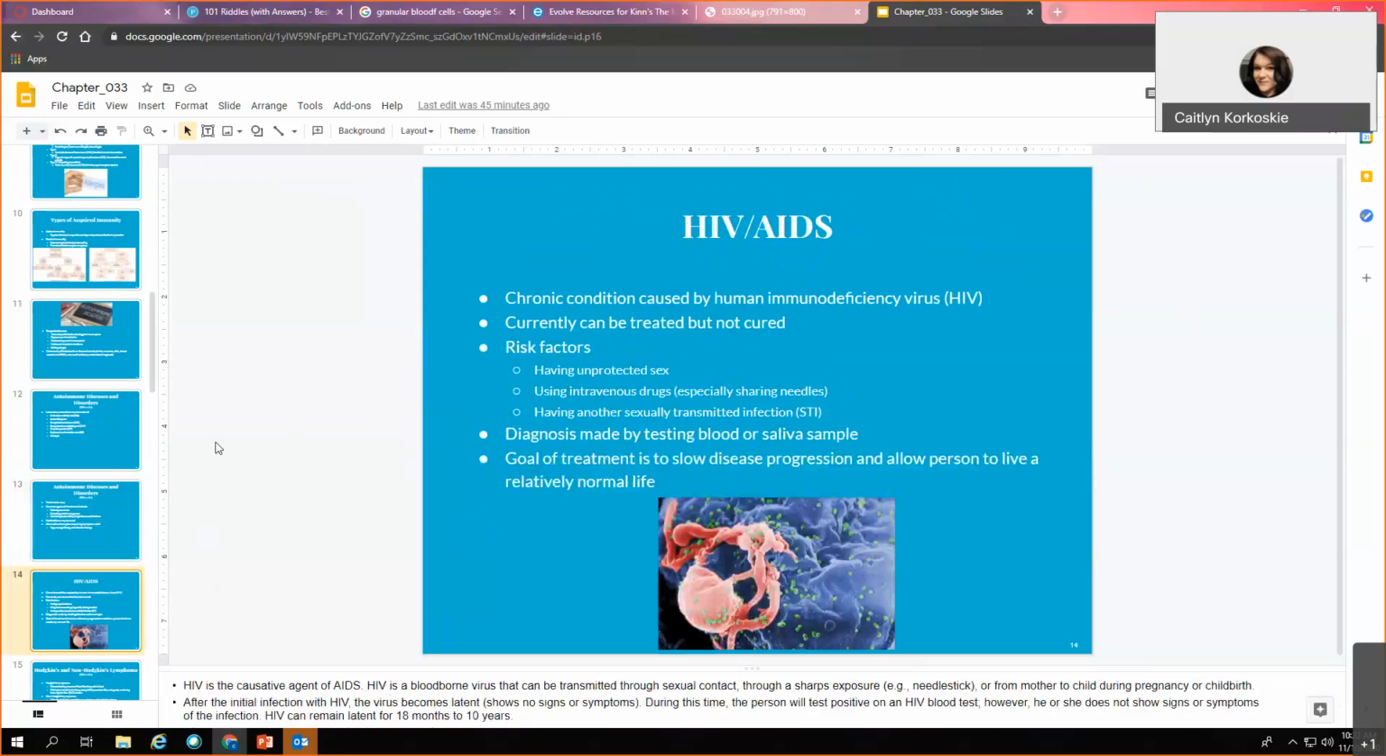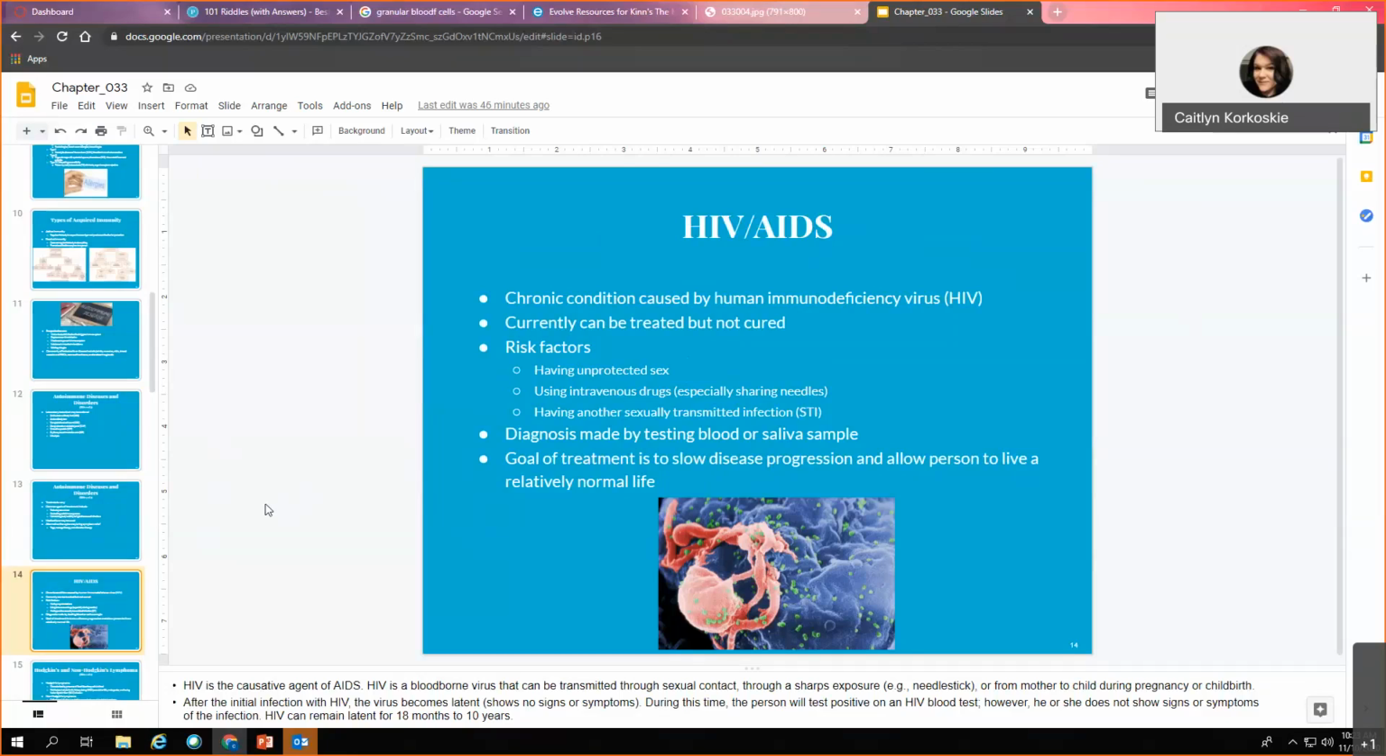All right, so one of the autoimmune diseases, this is an acquired autoimmune disease, HIV or AIDS, which is a chronic condition. It can be treated, but it's not going to be able to be cured. Risk factors are having unprotected sex or use of intravenous drugs, especially sharing needles, or being with someone who already has this infection. Diagnosis is made by testing blood or saliva, and the goal is to slow the progression so the person can live a normal life.